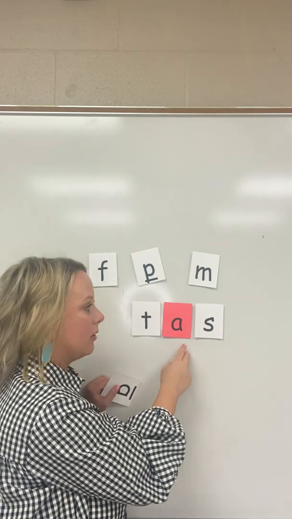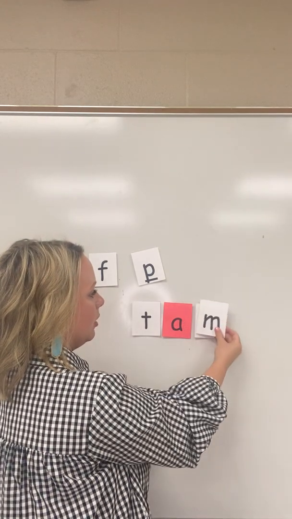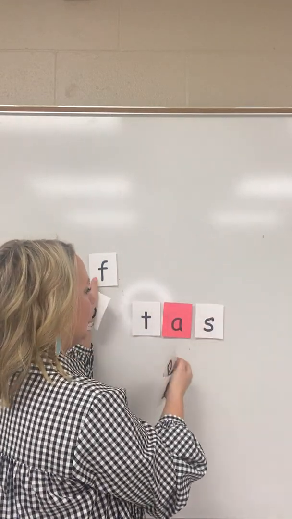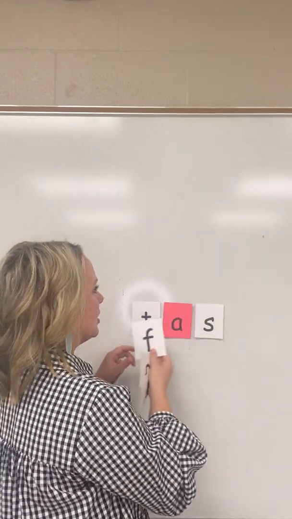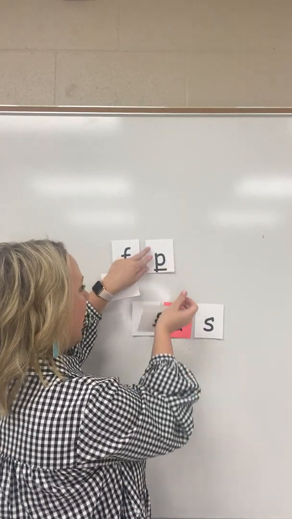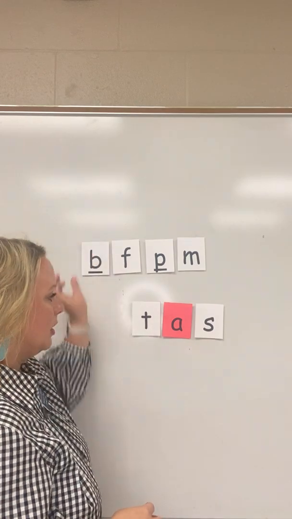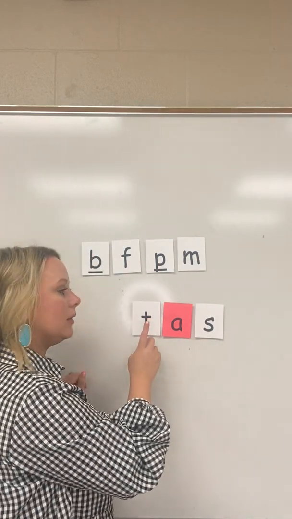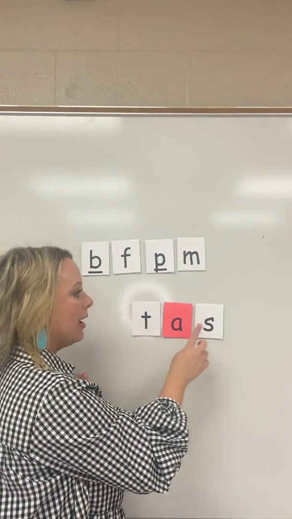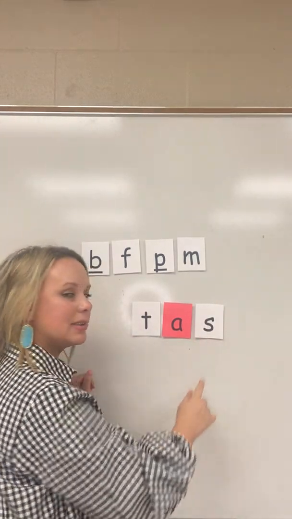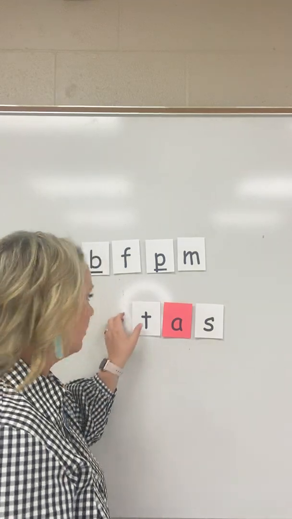So when we see this or this, no matter what letter I put here, if there is a consonant here, that vowel is going to be short, okay? So let's practice. T, a, s, tas, tas. Very good. Let's do another.